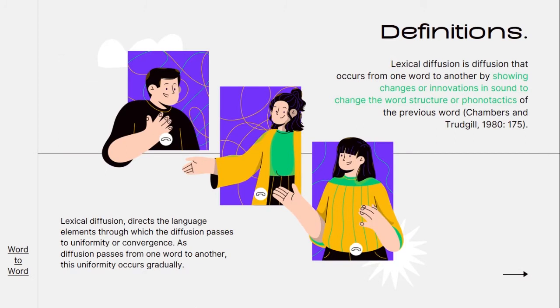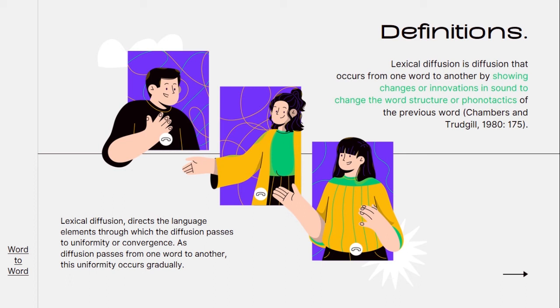According to Chambers and Trudgill, lexical diffusion is a kind of diffusion that occurs from one word to another by showing changes or innovation in the sound to change the word structure or phonotactics of the previous word. So, it can be said that lexical diffusion is an element of language innovation that spreads from one lexical item to another.